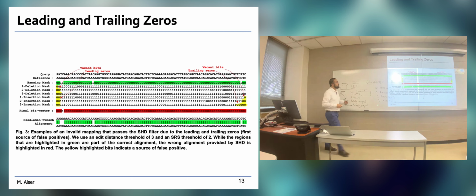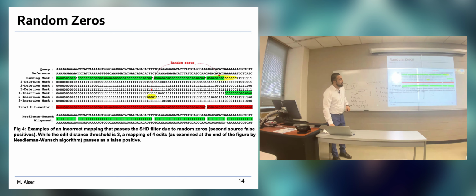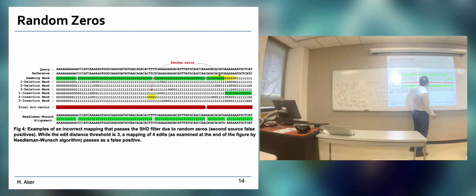So those artificial zeros are not part of the alignment. And anything over here, those zeros will always dominate, causing a false positive. The second thing is that if we have any zeros anywhere, although they are not part of the correct answer, again, this is Needleman-Wunsch, so this is the ground truth. This is what we are looking for.